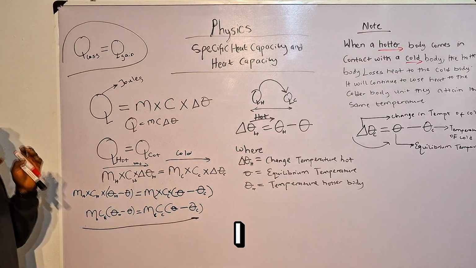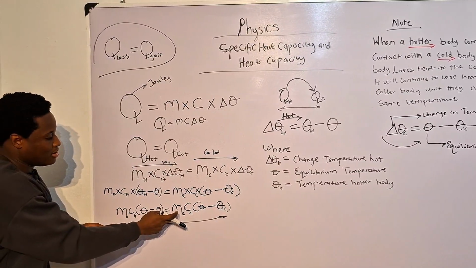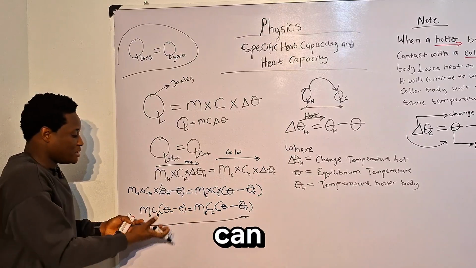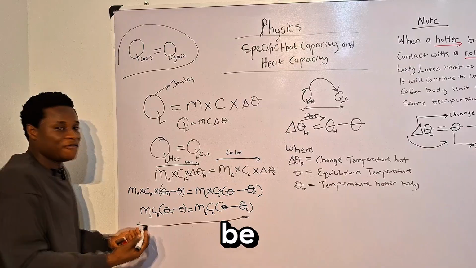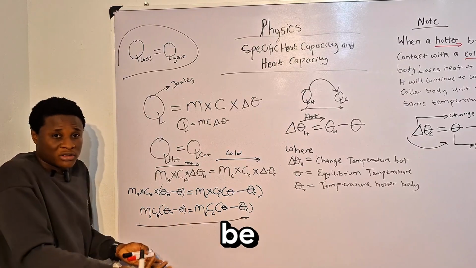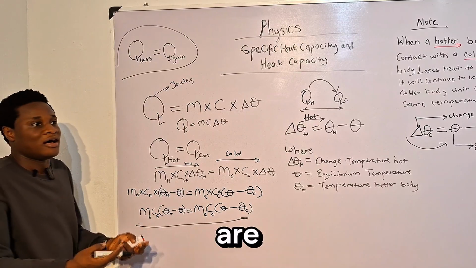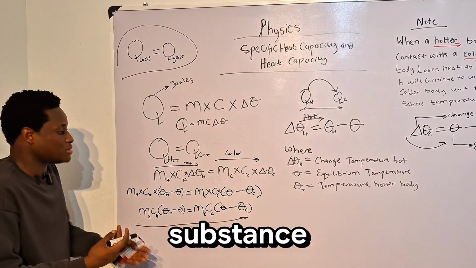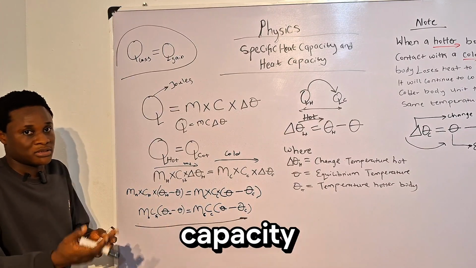Also, I want you to note something. The mass here can be the same with this one, or it can be different. The substance here can be different. Let's say this might be mercury, this might be water. The both of them can be water even. So if the two masses are different objects or different materials or different substances, it means that you have to be using their different specific heat capacity.